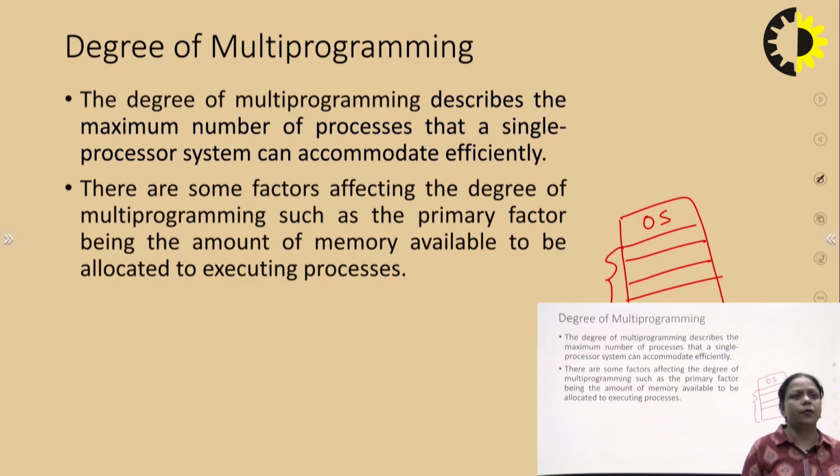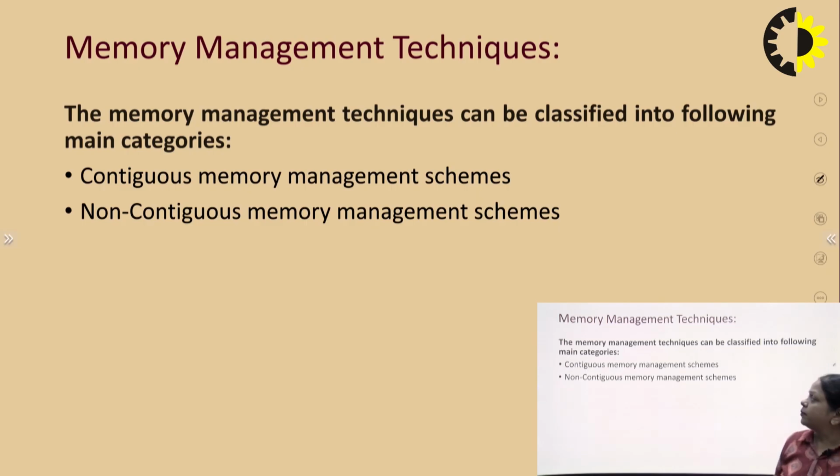The degree of multiprogramming describes the maximum number of processes that a single processor system can accommodate efficiently. There are some factors affecting the degree of multiprogramming, the primary factor being the amount of memory available to be allocated to executing processes. So, this is known as the degree of multiprogramming.